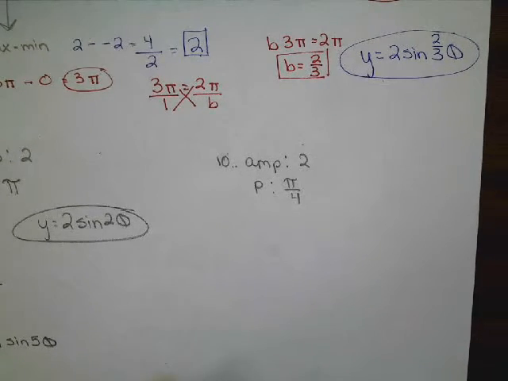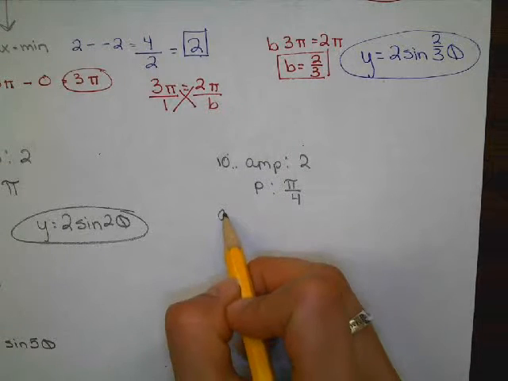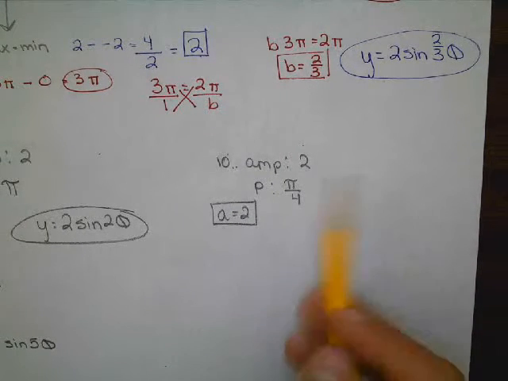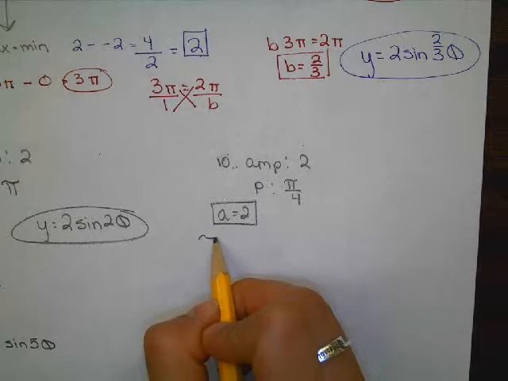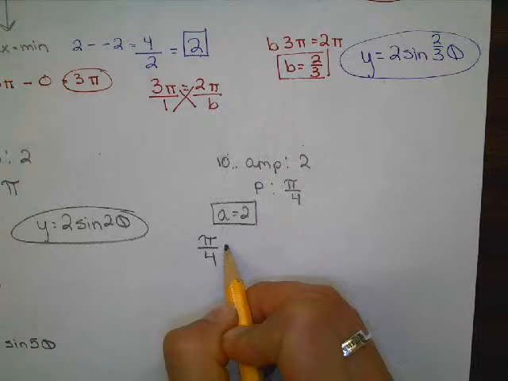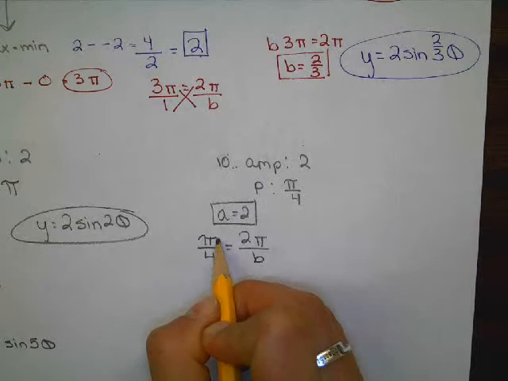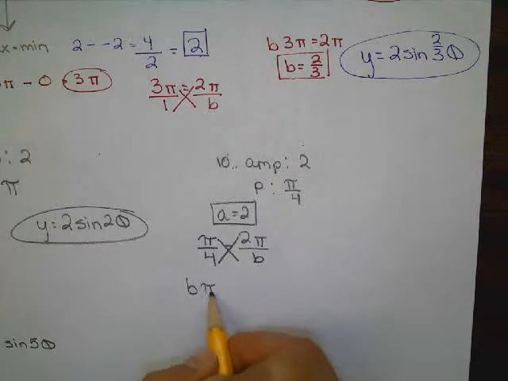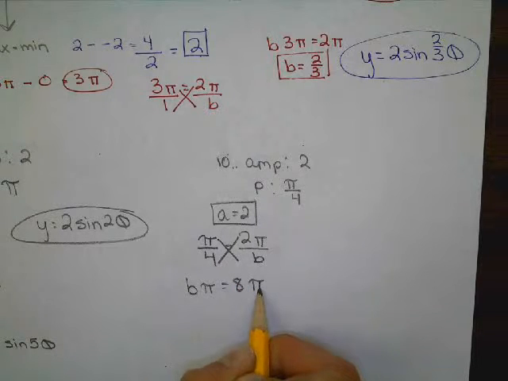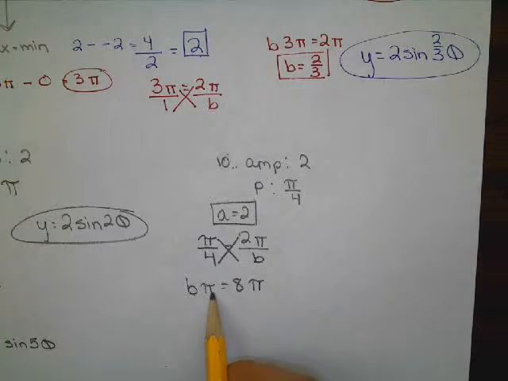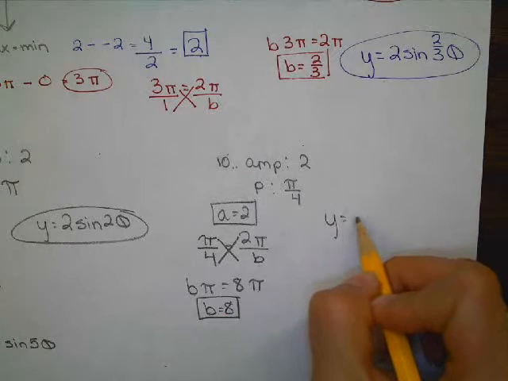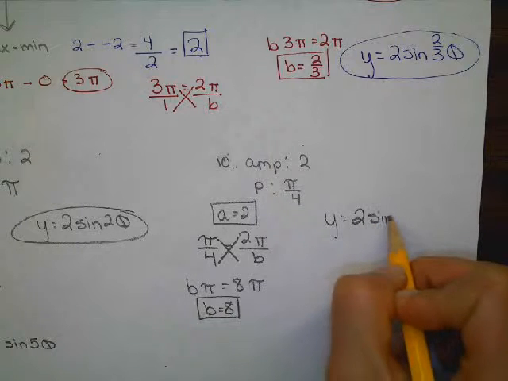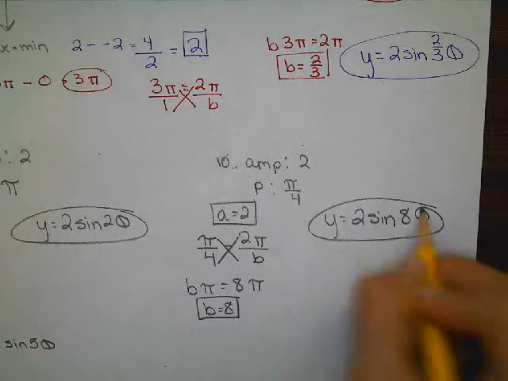Alright, let's do number 10. We're going to do the same thing. It tells us that our amplitude is 2, so we know a is going to be 2. But my period is pi over 4. Again, that means I have to set it equal to 2 pi over b, because that's what period equals. So the period pi over 4 equals 2 pi over b. Then I cross multiply. So b pi equals 8 pi. To get b by itself again, I'm going to divide by pi. So if I divide both sides by pi, I get b equals 8. Now that I have a and b, I can write my equation. Y equals a, which is 2, sine b, which is 8, of theta.